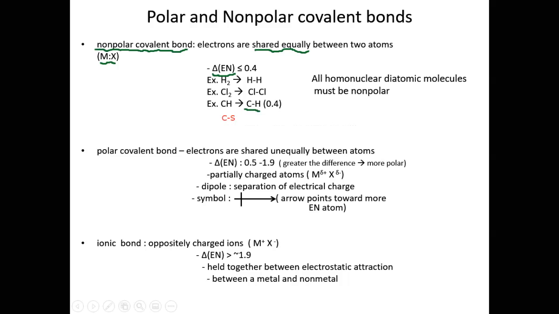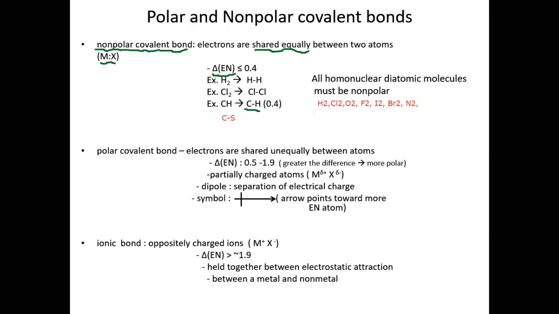And so all homonuclear diatomic molecules must be nonpolar. These are things like H2, Cl2, O2, F2, I2, Br2, N2. I think that's all of them. All of these are nonpolar molecules because they all contain nonpolar bonds.